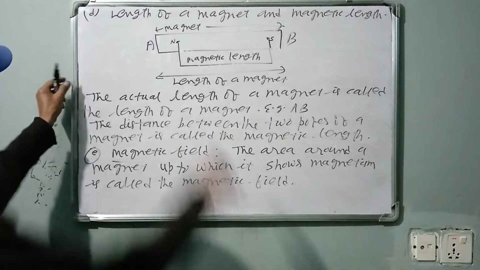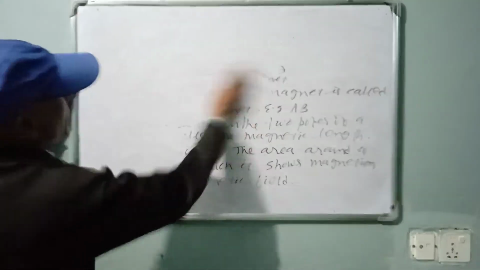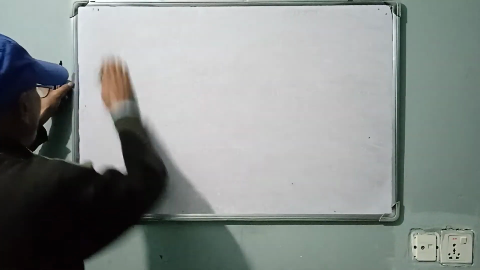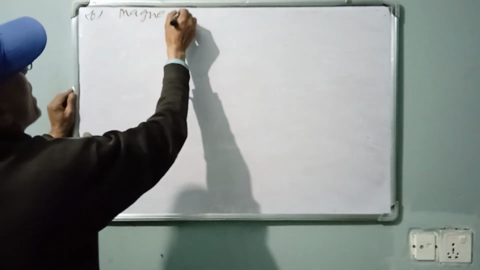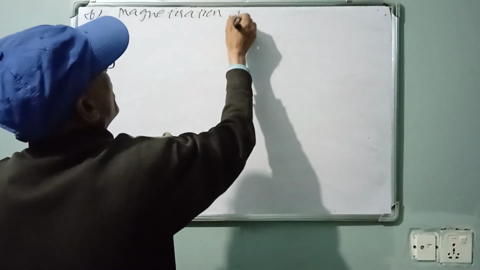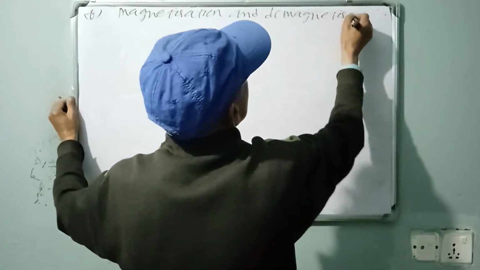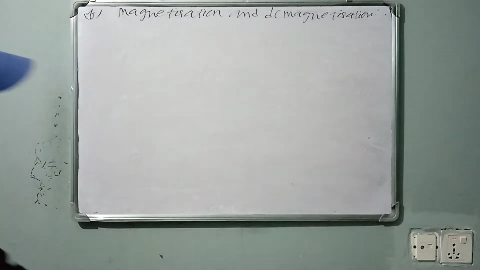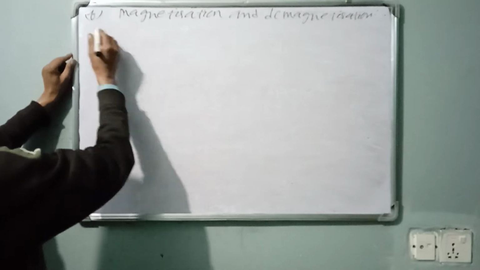E number, magnetic field. F number, magnetization and demagnetization. I have written these two words at a time just to distinguish and to avoid confusion. Magnetization and demagnetization.